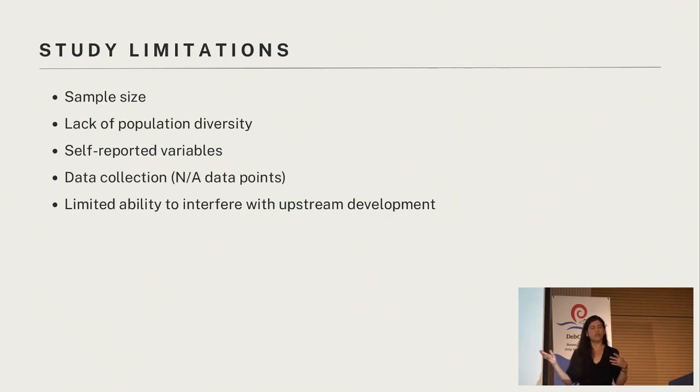Self-reported variables. So many of those variables, the testers will select the options themselves. So we are not really sure if the level of expertise, for instance, was accurate. Data collection. We made some errors in the collection of data and time, and we had some testers that we had to invalidate. And limited ability to interfere with upstream development.